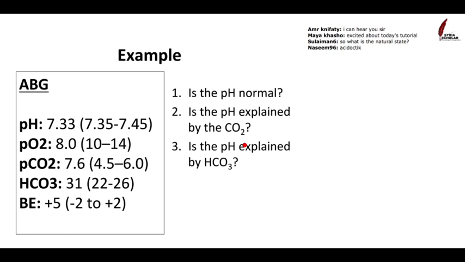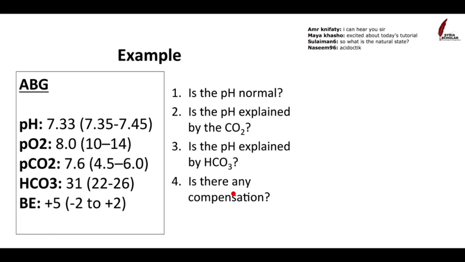Next, is the pH explained by the bicarbonate? So the bicarbonate in this case is high. So is the pH explained by the bicarbonate? Good. So everyone's agreed the pH is not explained by the bicarbonate because, as we said, the bicarbonate is high and that will make you alkalotic, but this patient is acidotic. So this is not a metabolic acidosis. This is, as we've already established, a respiratory acidosis. It's actually the third question, is there any compensation?